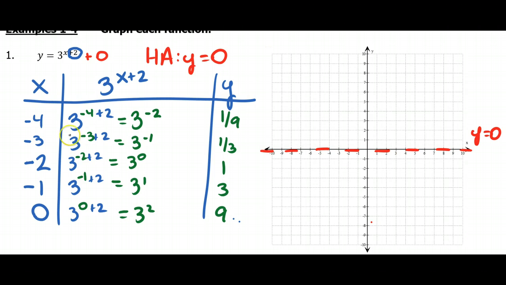So these are going to be the 5 points that I plot. -4, 1/9. 1/9 is a little bit too small for me to get a good fit on here, so I'm going to skip to -3, 1/3 and plot that point. That would be about right here. Then I'll plot -2, 1, -1, 3, and finally 0, 9.